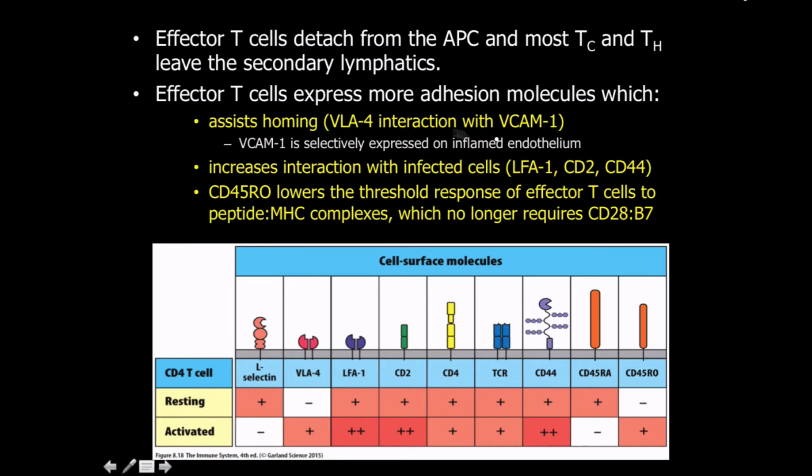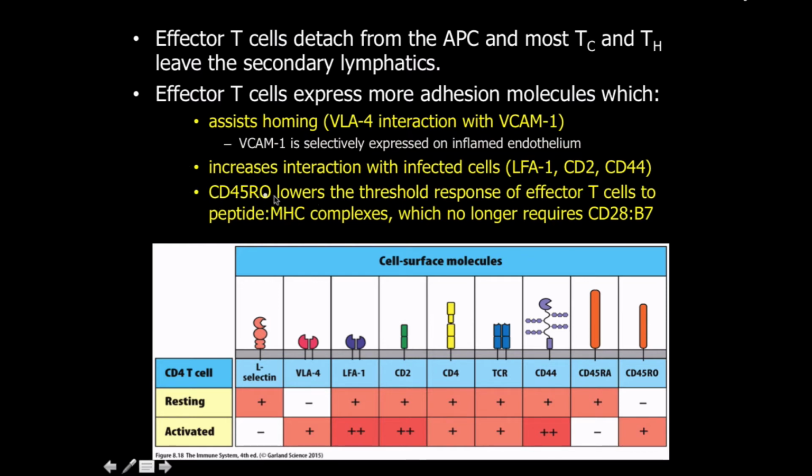None of this is new material, right? We know about T cell homing and lymphocyte homing. We're just changing up the identities of certain types of adhesion molecules, in this context the vascular, which is selectively expressed on the inflamed endothelium, but also to increase the interaction with the infected cells. Notice we're talking about LFA1, CD2, that should be kind of remembering that. A lot of this is similar to the interactions that we saw with dendritic cells as well.